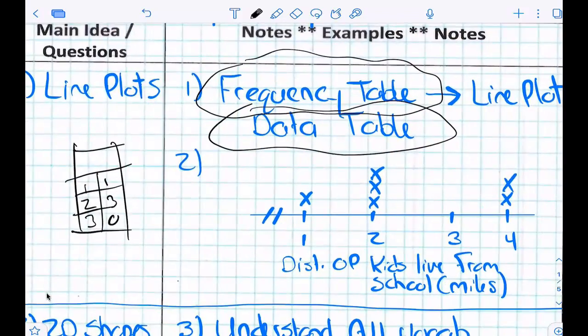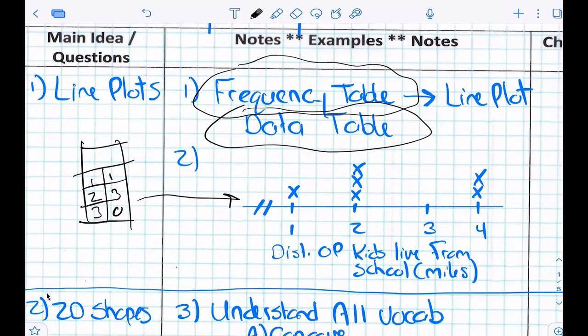So I know this is really bad drawing, but you take that frequency or that data table and you put it on this thing called, what's that called? So right here, again, I know this is a really bad example, but it says we have the number 1 and it happens 1 time. So we put an X there, right? We have the number 2 and it happens 3 times, so I put 3 X's here, right?